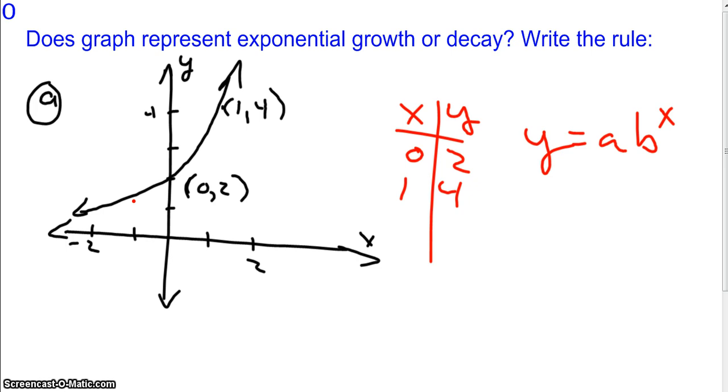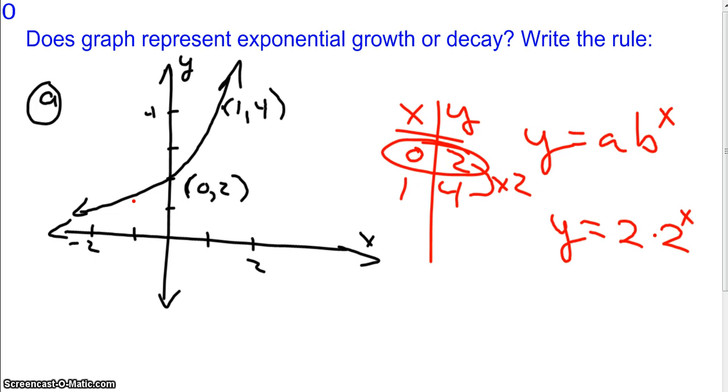And so we can look at the Y value change to find our B. What are we multiplying by? 2. So there's your B, and then we see our A right here, right? So Y equals 2 times 2 to the X. Good. Okay, let's see if you can do this next one without drawing it.